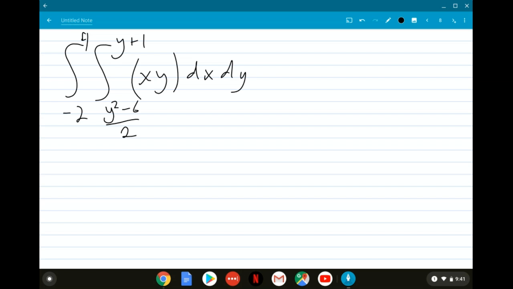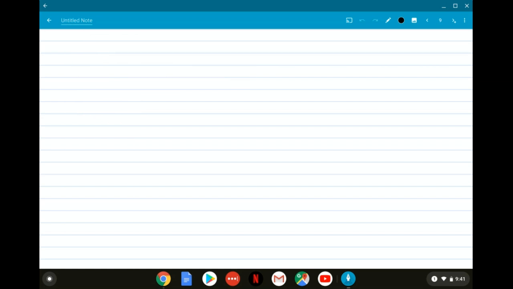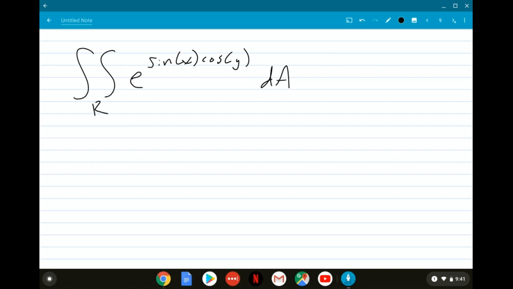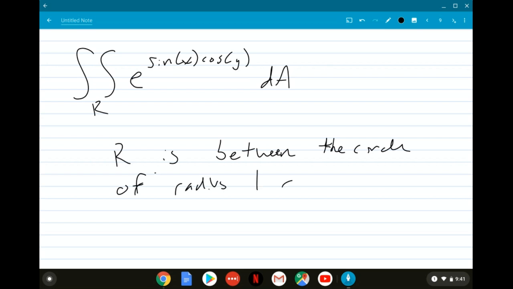Let's go ahead and take a little bit of a preview of my next lesson. Or maybe we can even just set this up in what we have now. Let's say we have a double integral of e to the sine of x cosine of y dA over R, where R is the region between a circle of radius 1 and a circle of radius 2, centered at the origin.